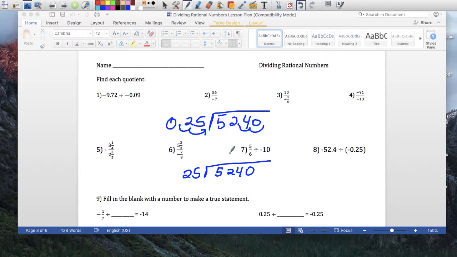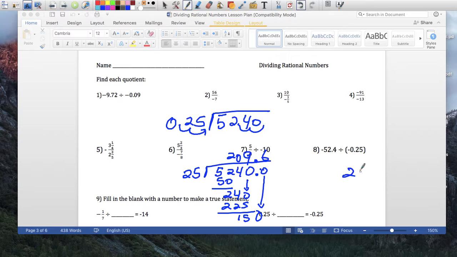25 goes into 52 2 times, which is 50. Subtract, 2 left over. 4 comes down. 25 goes into 24, no, so I put a 0. Bring a 0 down. 25 goes into 240 9 times, which is going to be 225. Subtract. I'm going to have 15 left over. So I'm going to add a decimal, add a 0, bring that 0 down. Push my decimal up there. 25 goes into 150 nicely, 6 times.